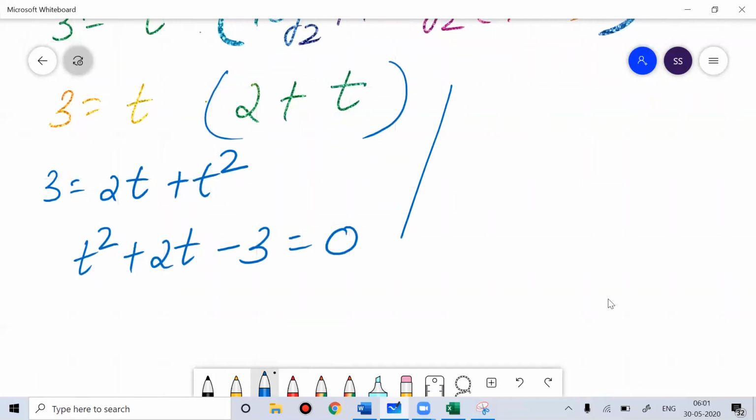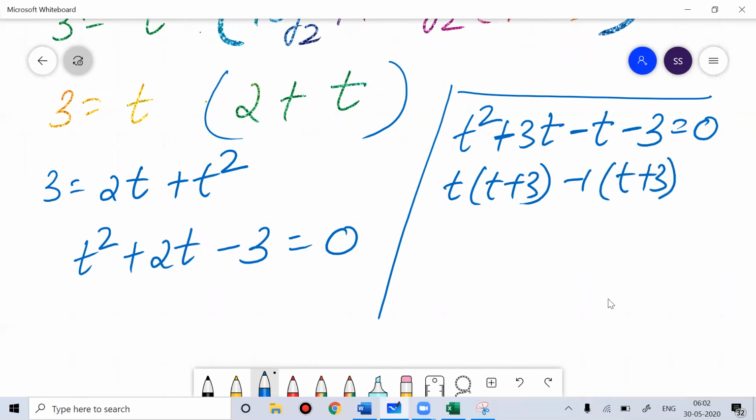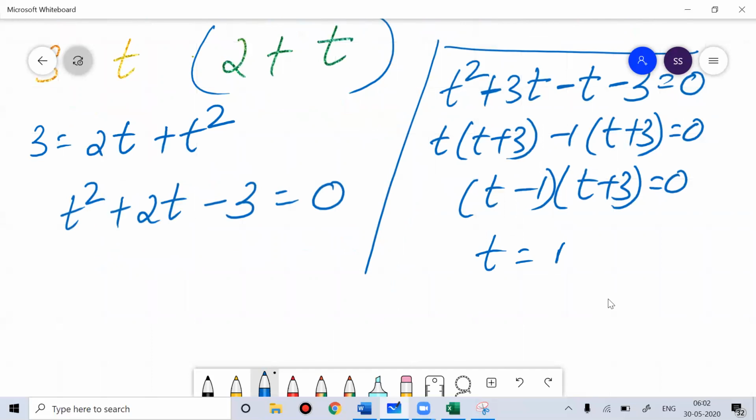So I can write this as t square plus 3t minus t minus 3 is equal to 0. So t plus 3, minus 1, t plus 3 is equal to 0. So t minus 1 into t plus 3 is equal to 0. So the value of t is 1 and minus 3.